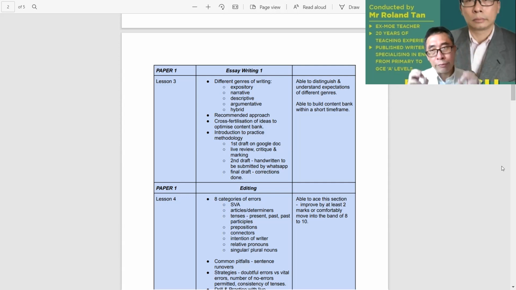Now, once I have edited your first draft, you are required to handwrite your second draft. And second draft means that you also have to do some further editing and improve on the first draft. Once that's done, you would have to take a picture of your handwritten work and WhatsApp it to Mr. Tan, and I will then mark your work using my digital device and return it back to you for your correction.